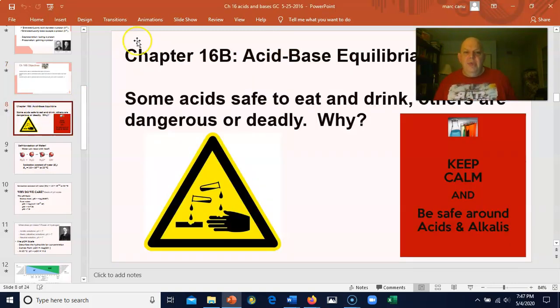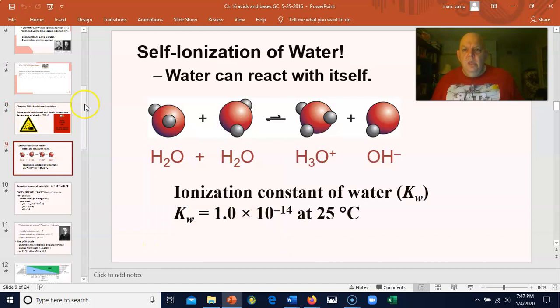Okay? So with it, now some acids are safe to eat and drink, like sodas, for example, lemon juice, orange juice. Now others are dangerous or deadly. Why? Okay, now that's a very important question. There are some acids you totally stay away from. And then there are some that we can take, tomato soup, we can do coffee, right? We can do soda, all right? And that's all cool and everything. Alkaline water, yeah, exactly.